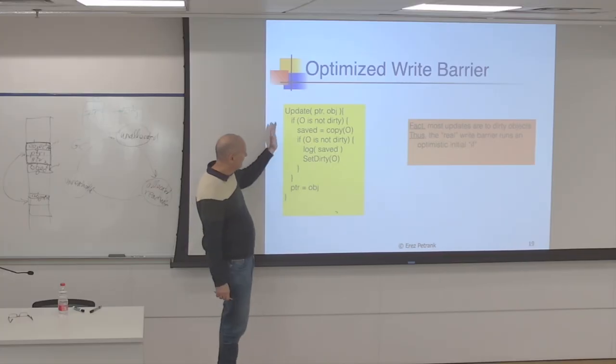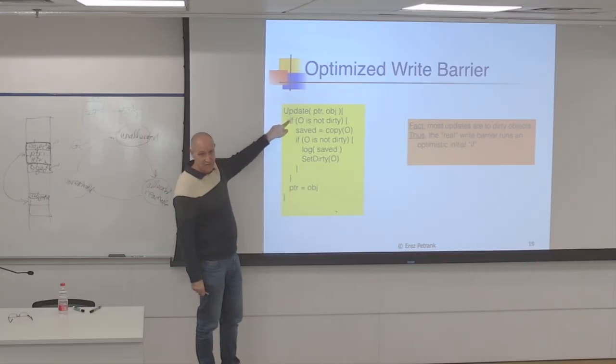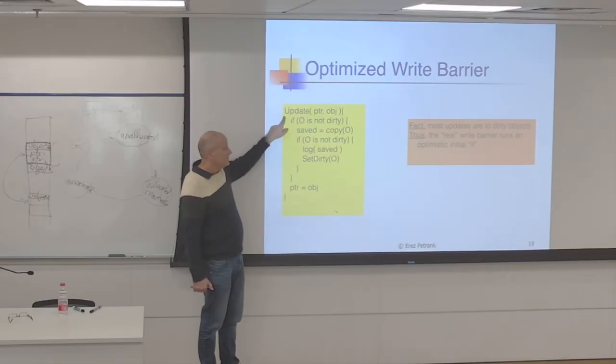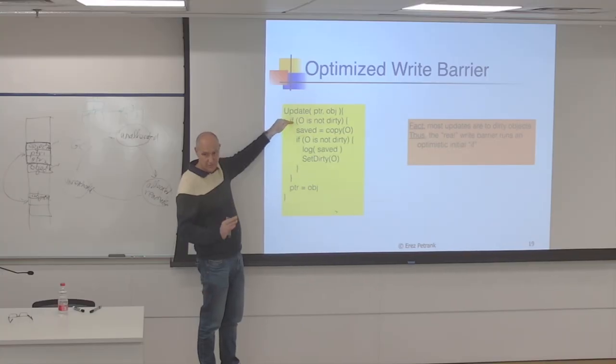So it's going to be like that. I'm going to add a first if that checks if the object is dirty. I will do it twice and it will be redundant. I don't really need this for correctness. But for efficiency, it is very good to do this if.